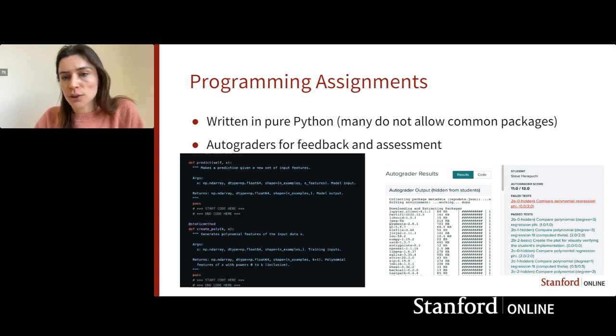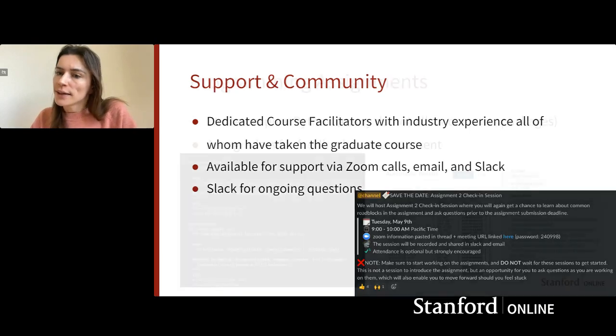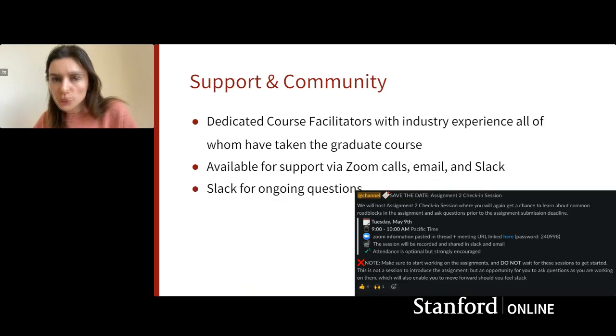And I talked to you about the autograders and the feedback you're getting for this. And I will move on to the community. Again, I told you a little bit about that, but basically we have dedicated course facilitators or TAs with industry experience, who also took the original graduate class, so they know it very much in depth, and they will be available to you through Zoom calls and the Slack community.